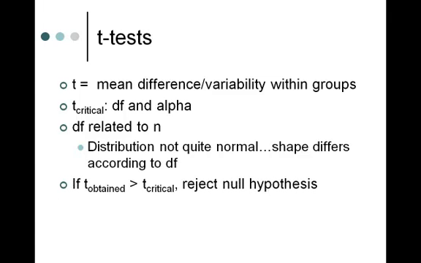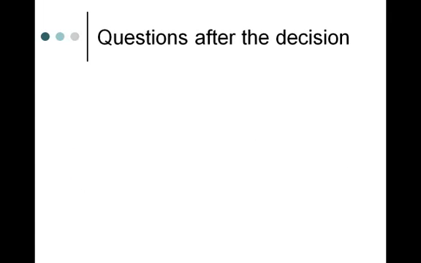If t obtained is bigger than t critical, you reject the null hypothesis. Right? Easy squeezing. So now that you've done that, you've made your decision, and you've said you had a statistically significant difference, and concluded that the independent variable had an effect on the dependent variable, or you said there was not a statistically significant difference, and you concluded that there was insufficient evidence to conclude that the independent variable had an effect on the dependent variable.